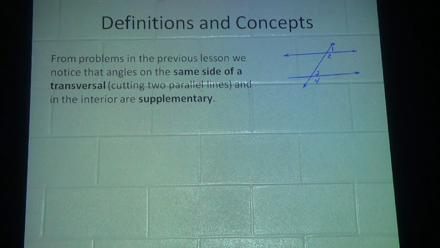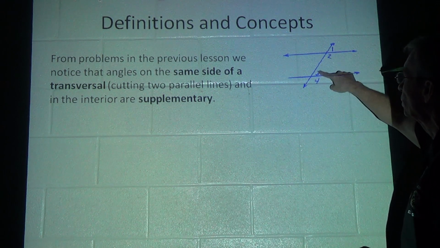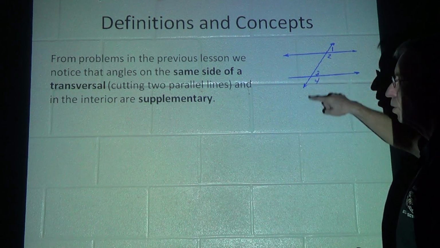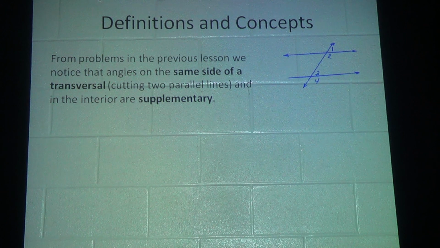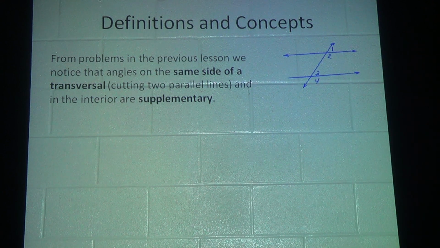From problems in the previous lesson, we noticed that angles on the same side of the transversal cutting two parallel lines in the interior are supplementary. So they're talking about angle 2 and 3 and angle 4 and 1. Each one of those pairs, angle 1 and 4 and angle 2 and 3, are supplementary, which means they add up to 180 degrees.